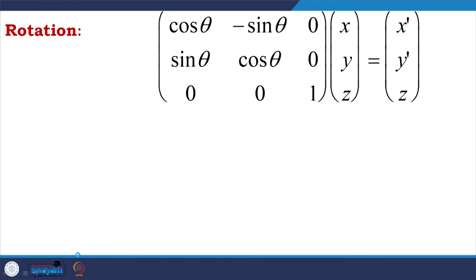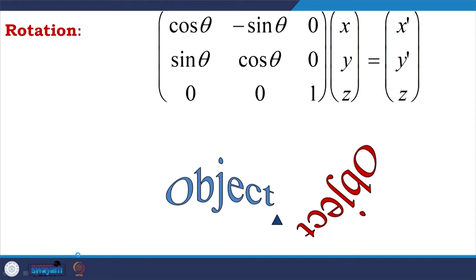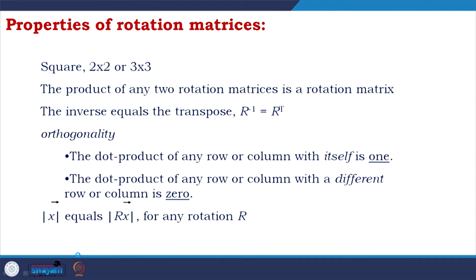Coming to rotation, here in rotation we definitely have angles. So, x, y, z, there is a change according to the x and y axis. So, this is a representation of rotation. The rotation matrix could be 2 into 2 for 2D, it could be 3 into 3, because in case of rotation, as we have seen here, this is 2D, it could be 3D also, which we will see. The product of any two rotation matrices is another rotation matrix. The inverse equals the transpose.